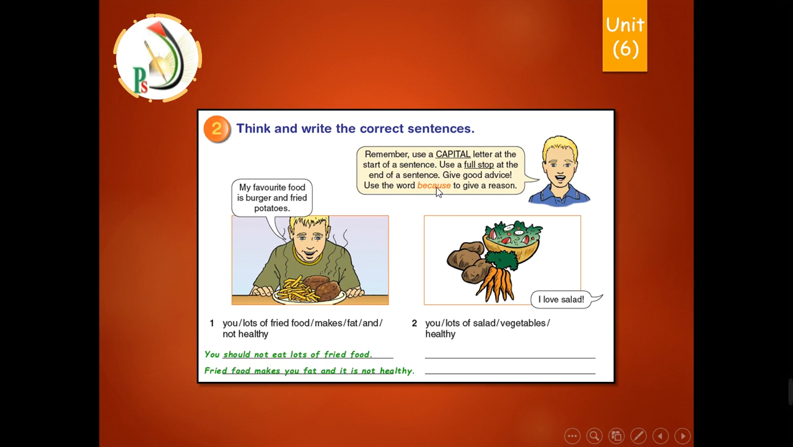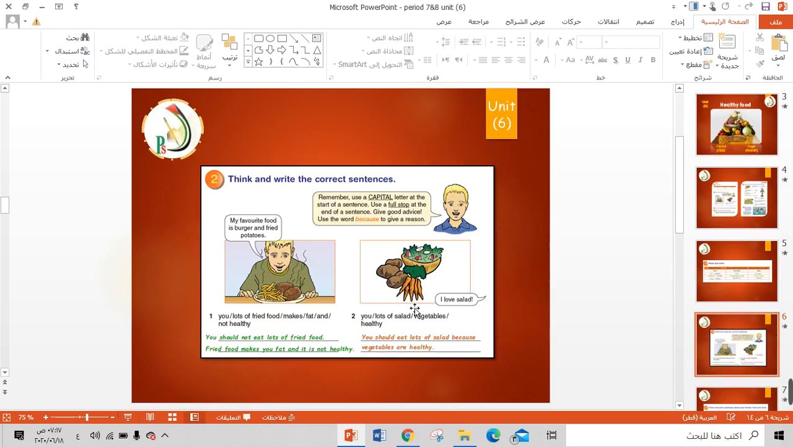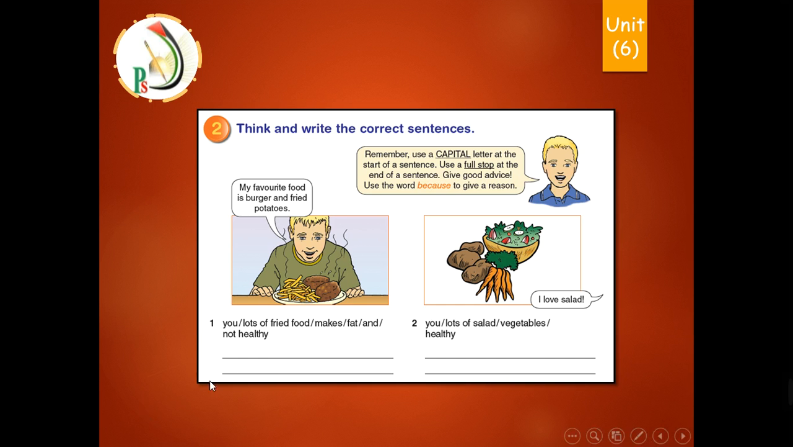Where can we use because? What do you think? We have to put because here. So we have to say because, okay? Because fried food makes you fat and it is not healthy.